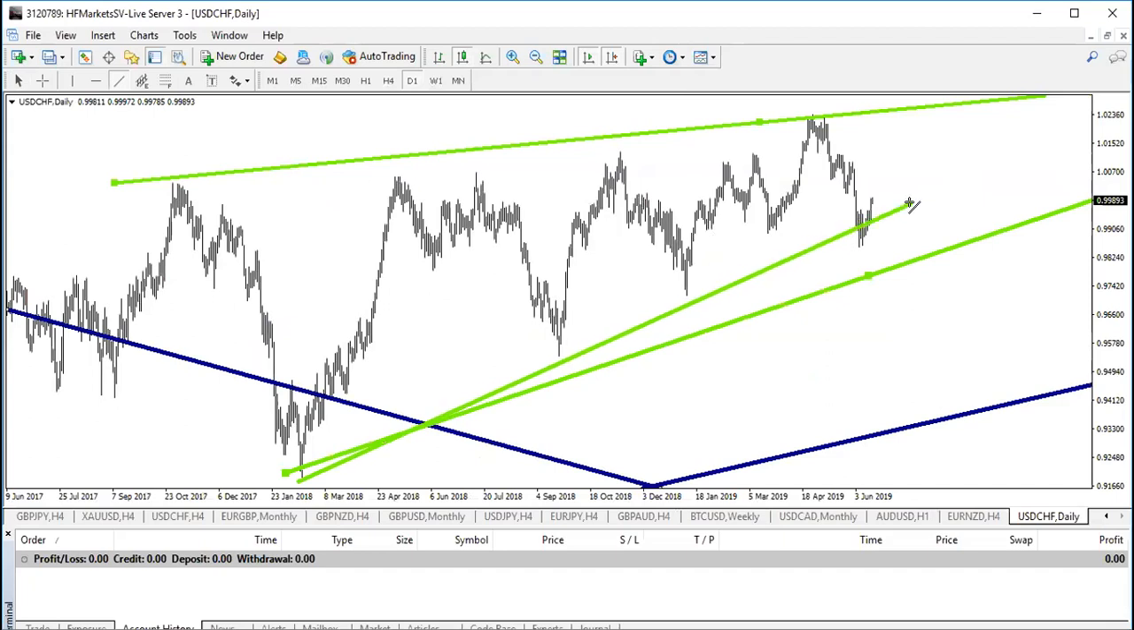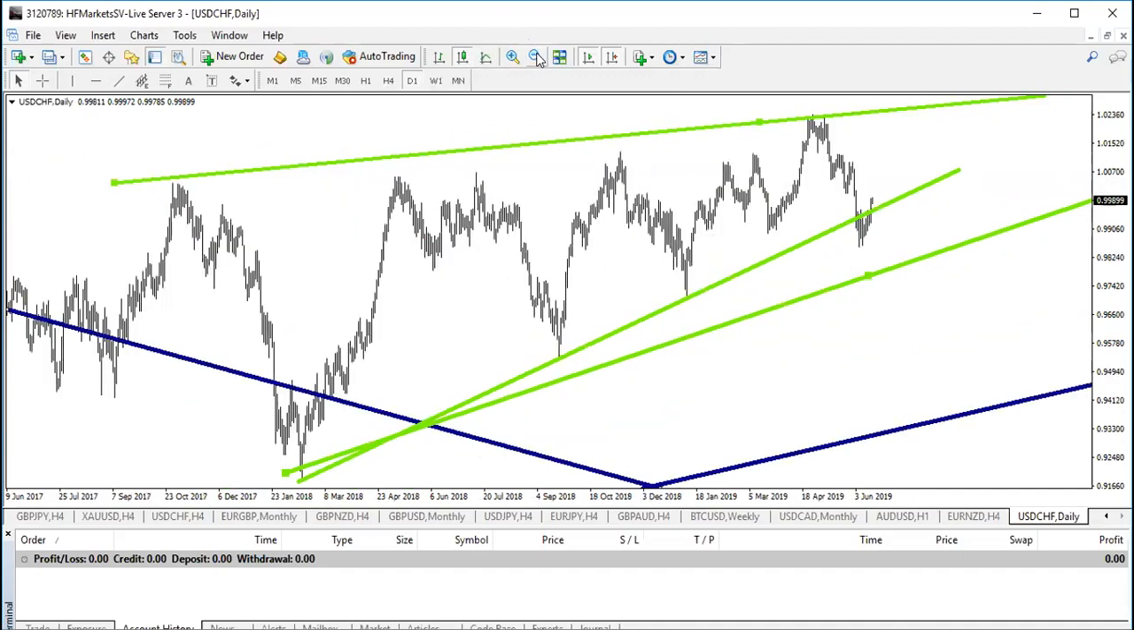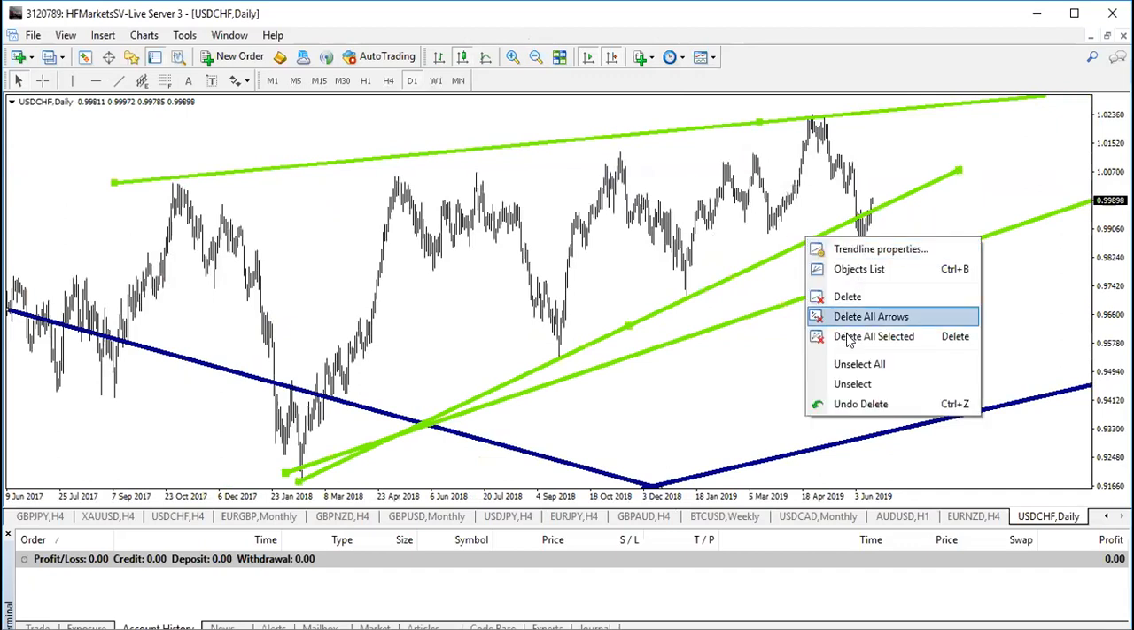You need to always understand the overall trend in the market that you are in. So on a daily, this is what it looks like. It's still showing what? Still confirming that what? We're in an upward trend.